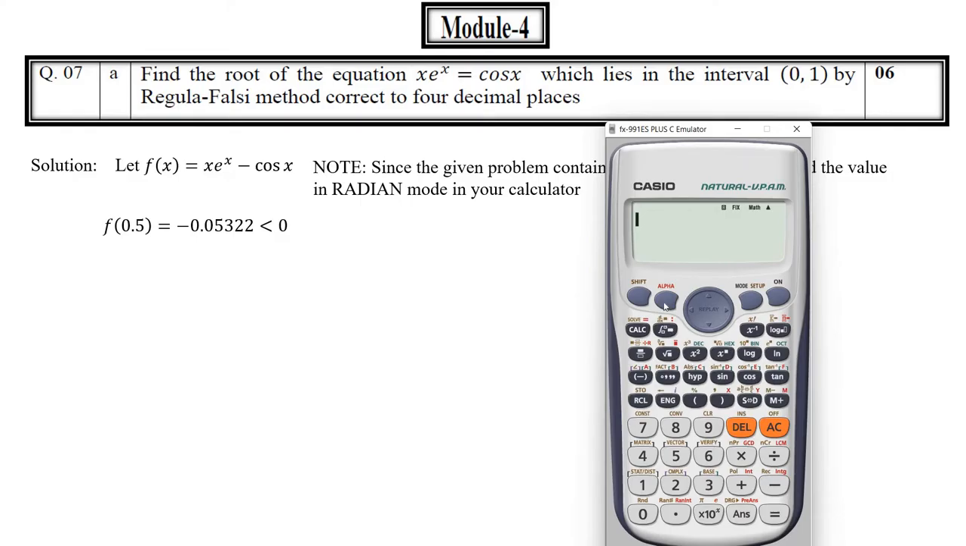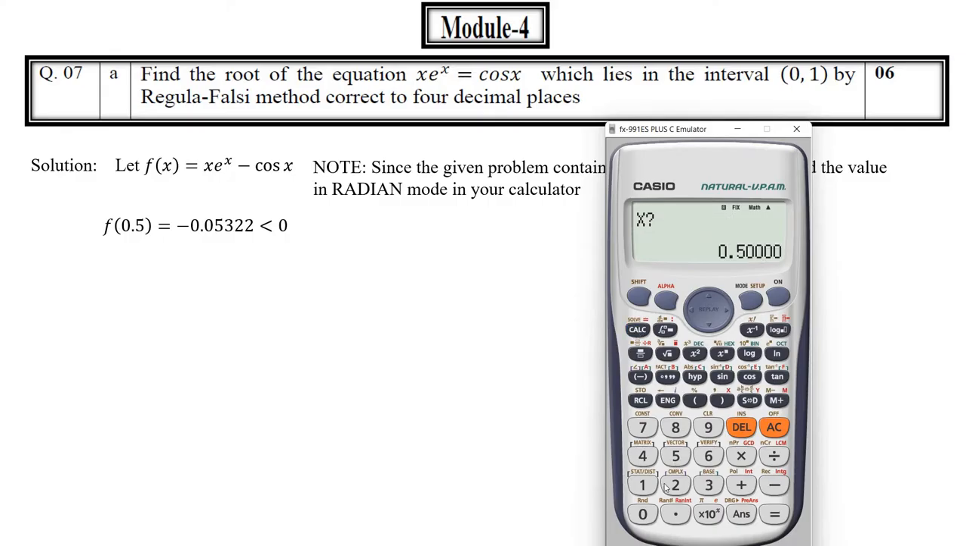Press alpha x, the alphabet x. Then we have e power x, for that shift e power x. I need x here, so alpha x. To come out from the superscript, press the right side of the joystick, then minus cos alpha x. This is the given equation.